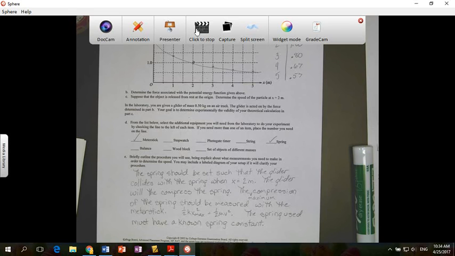It doesn't have to be long and drawn out, but you should say how each piece of equipment is used. So that's an example of a work-energy free-response question.